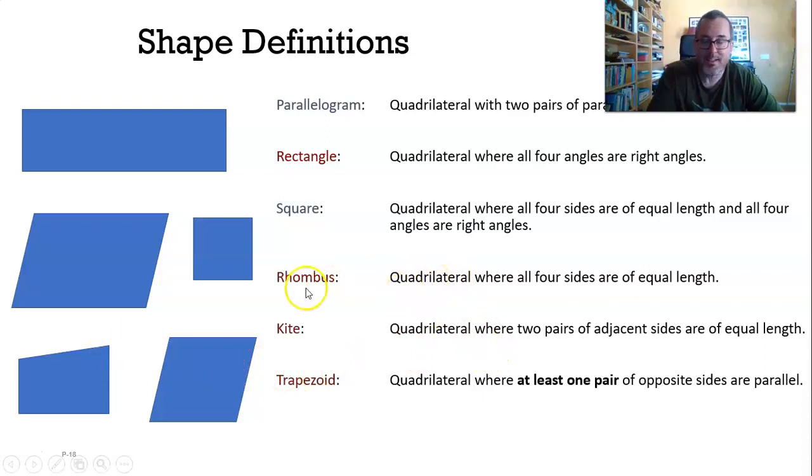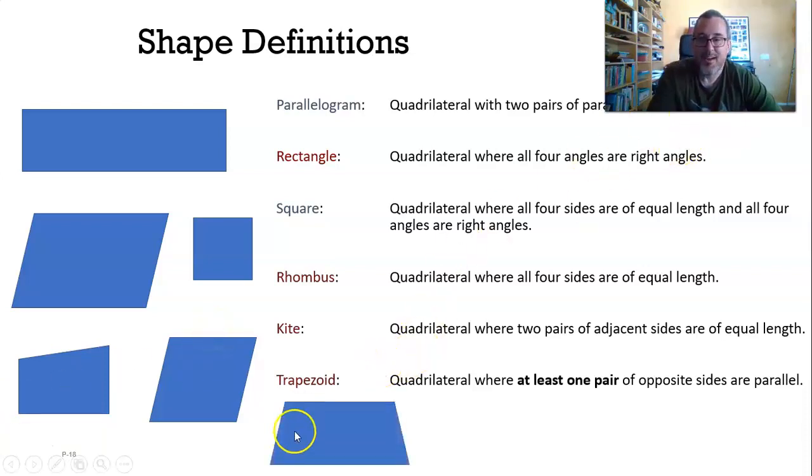Is it a rhombus? No, because all four sides have to be the same length. Is it a kite? Like this adjacent side and this adjacent side, for example, would have to be the same length. Nope. So it's not a parallelogram, not a rectangle, not a square, not a rhombus, not a kite. It's just a trapezoid. It has at least one pair. There they are, the one pair of parallel sides. So it is just a trapezoid.